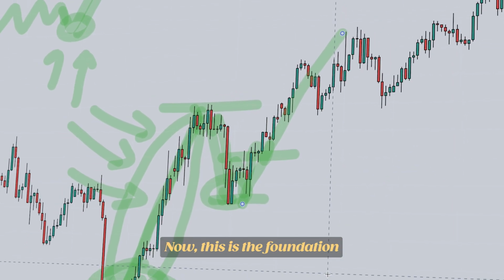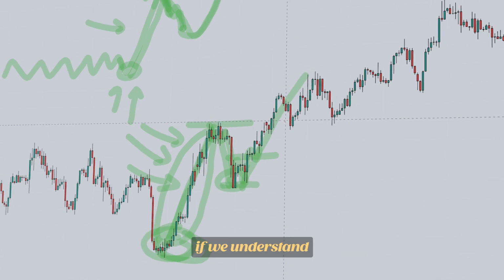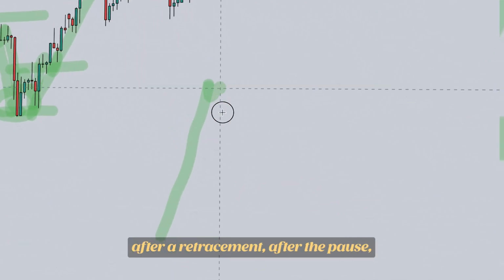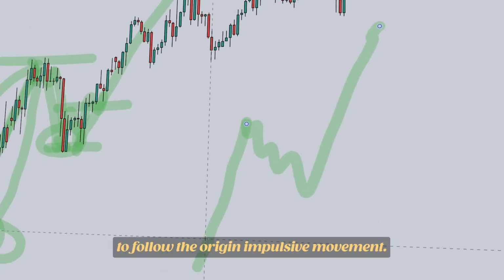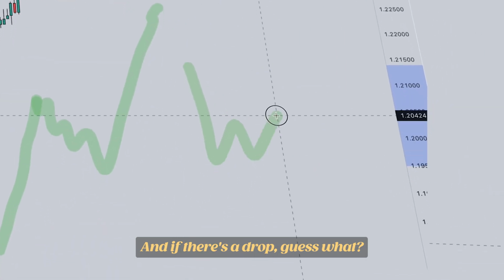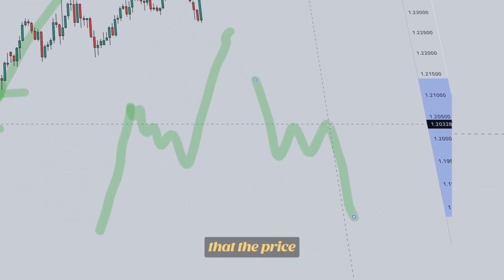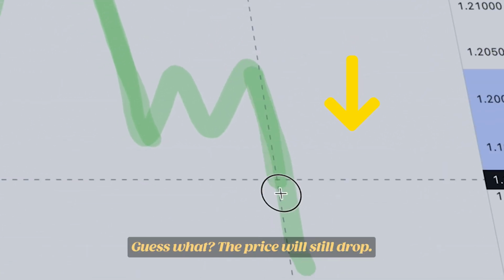Now, this is the foundation, the principle, or the logic behind the ICI pattern. If we understand the ICI method and we believe that the bias is dominating the market, after a retracement, after a pause, the price will still continue to follow the original impulsive movement. And if there's a drop, guess what? After the corrective movement, traders still believe that the price will still follow the initial impulsive direction. Guess what? The price will still drop.